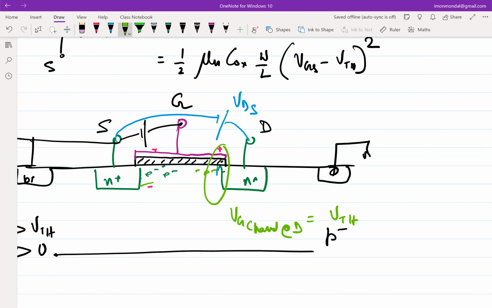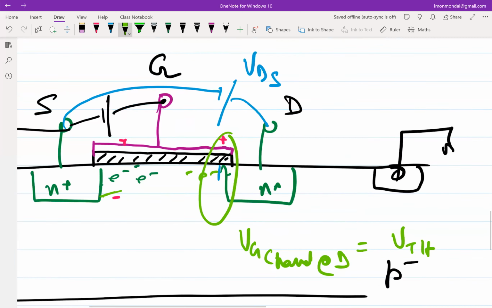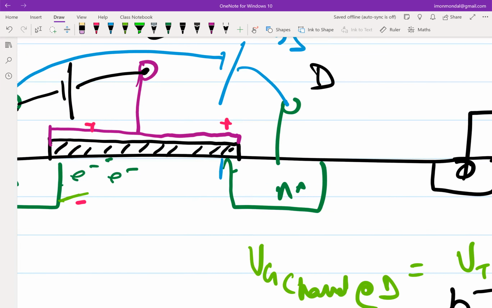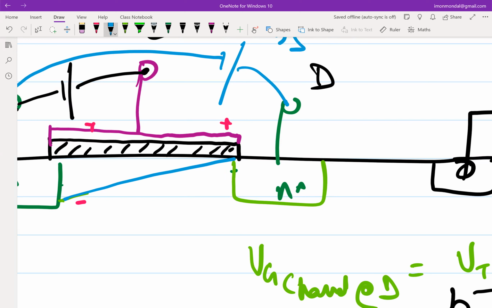Conduction doesn't stop, right? So what happens then? We'll get to conduction, but what happens then? Essentially, you don't have any inversion charge. You don't have any mobile carriers left. So this becomes almost like a perfect triangle. You don't have any channel charge at the drain channel junction, right?